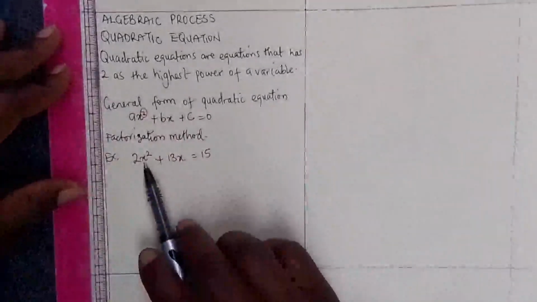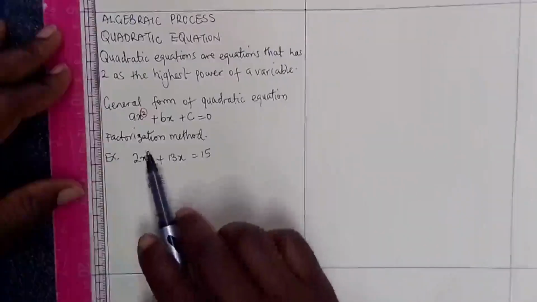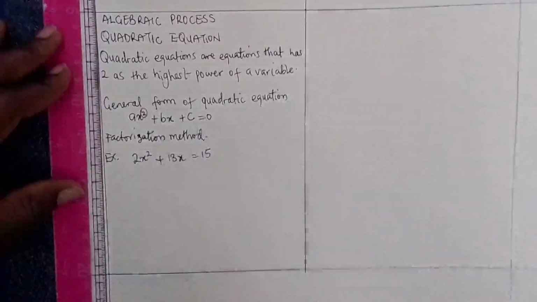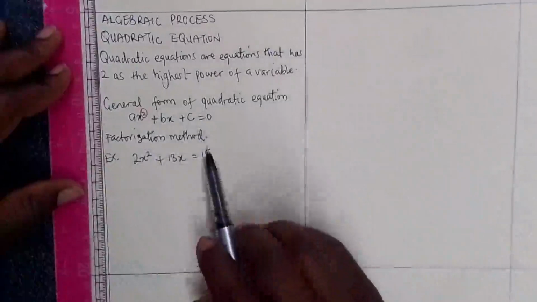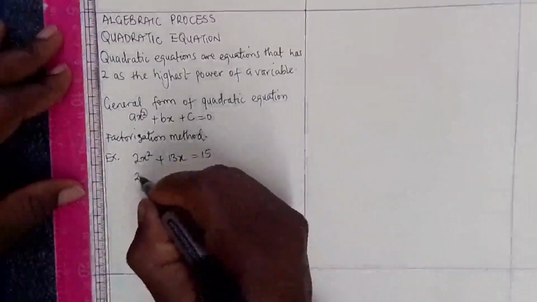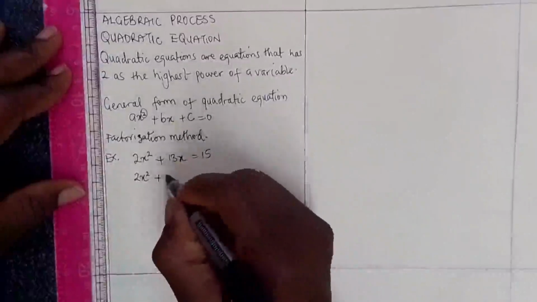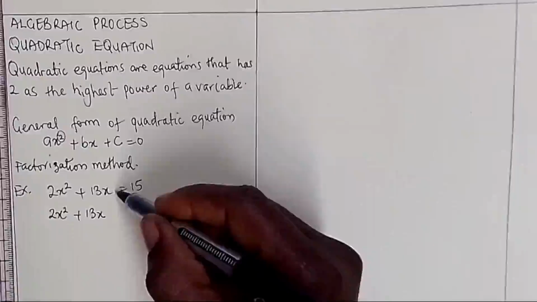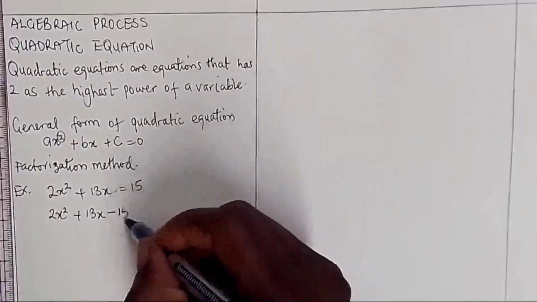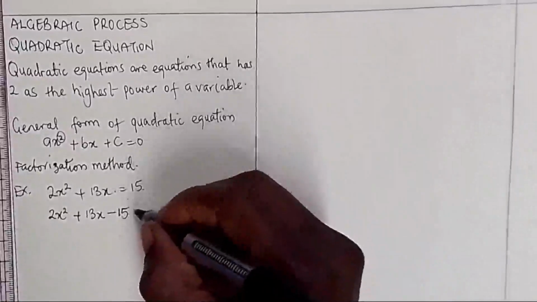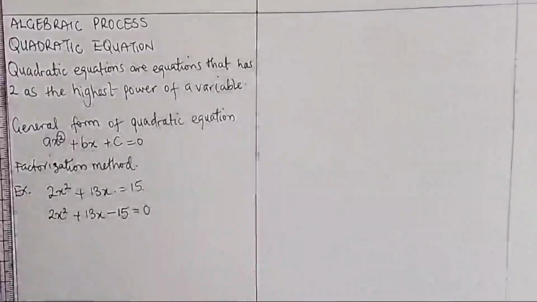Remember what we said? We said x squared. You can see the square has appeared here. Remember, we say equal to 0. So for us to solve this, we have to make it look like the general form. So we have 2x squared plus 13x, then you move 15 over, minus 15. This was positive 15. Moving it over, it becomes negative 15, is equal to 0.